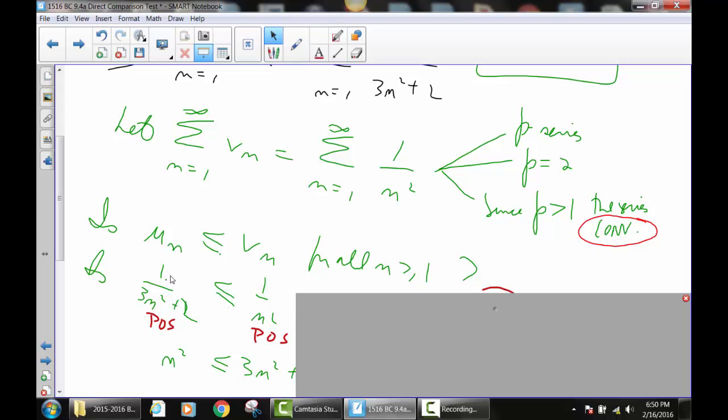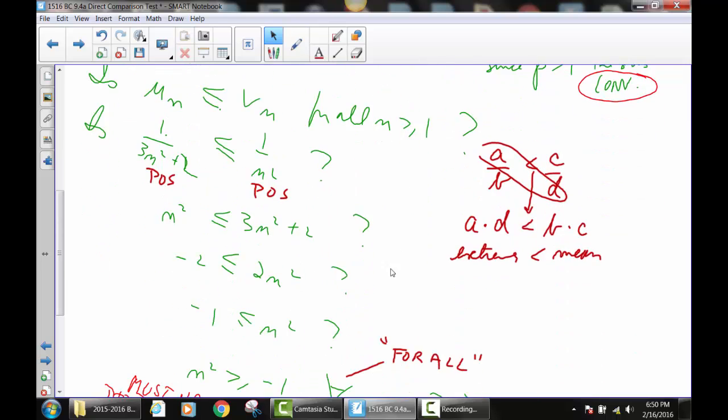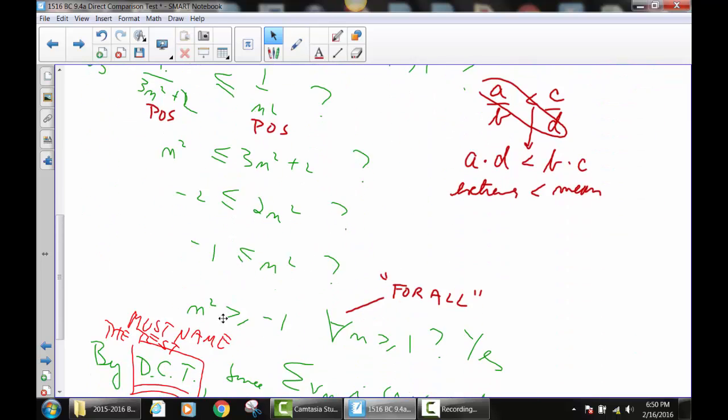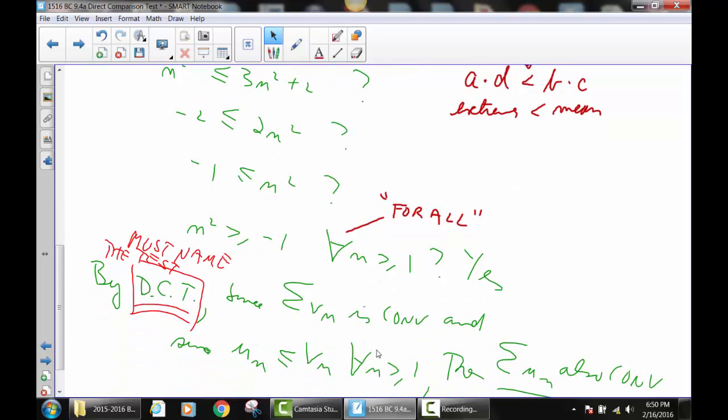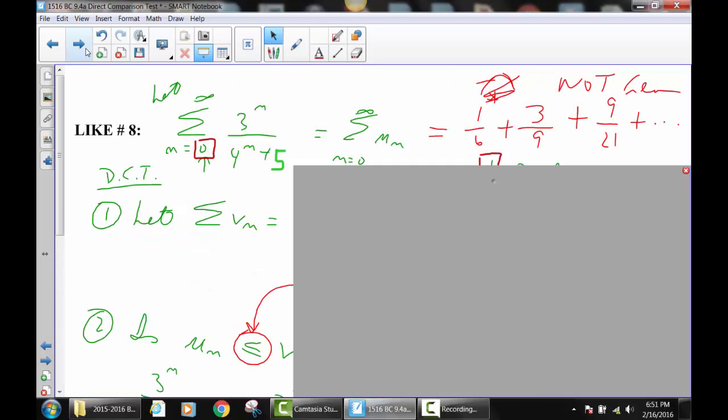Now, everything here is positive, so I can do product of the extremes, keep this inequality symbol the same, and then product of the means. And therefore, I end up with n squared is greater than or equal to -1. Obviously, that's true for all n greater than or equal to 1. So you have to make a conclusion. You have to state the name of the test: by the direct comparison test, since summation Vn is convergent and Un is less than or equal to Vn for all n greater than or equal to 1, then summation Un is also convergent.